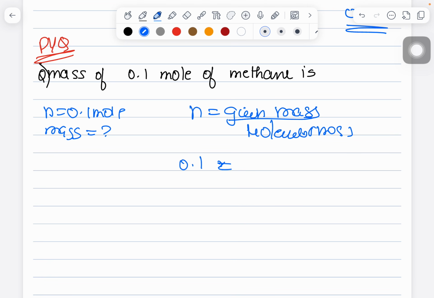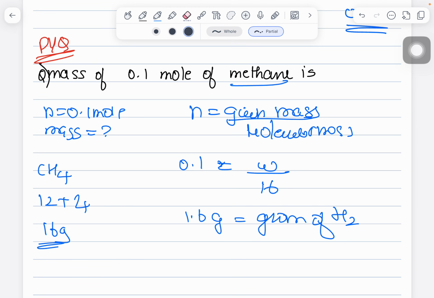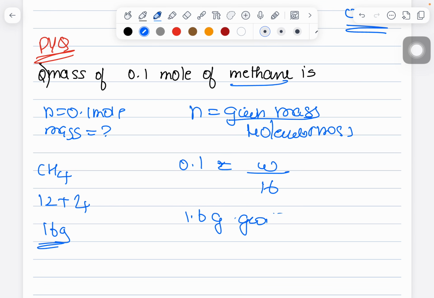They're asking given mass, the molecular mass of methane. Methane is nothing but CH4. Carbon has 12 plus 4, that is 16 grams of molecular mass. Into 16, 0.1 into 16 is 1.6 grams. So this is 1.6 grams of methane.